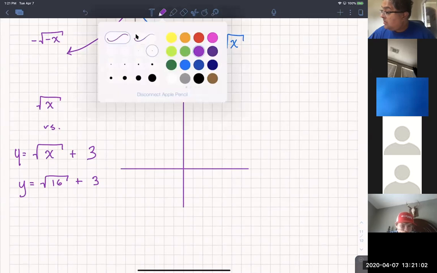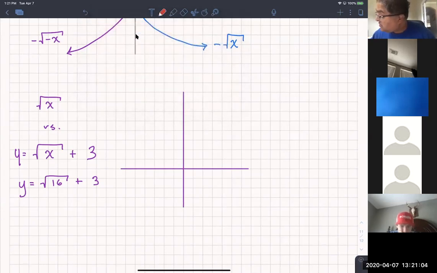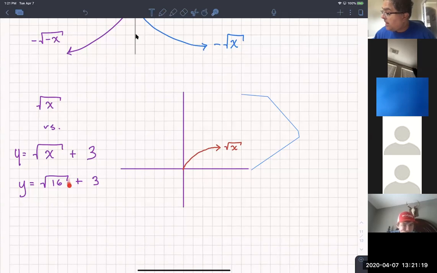Okay. So this is the graph of the square root of x. We talked about that a couple of seconds ago. Adding a number to the outside moves it up that many spots. So instead of starting at (0, 0), since I'm adding 3, I'm going to be starting at 3 on the y-axis. So I'll move the graph up 3 units.